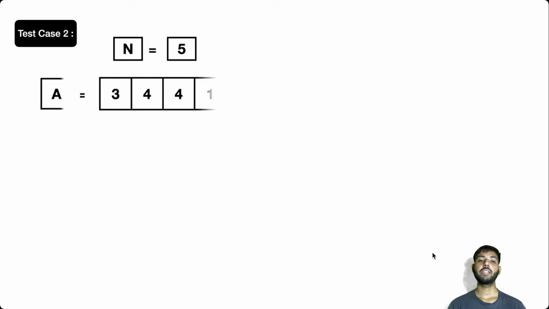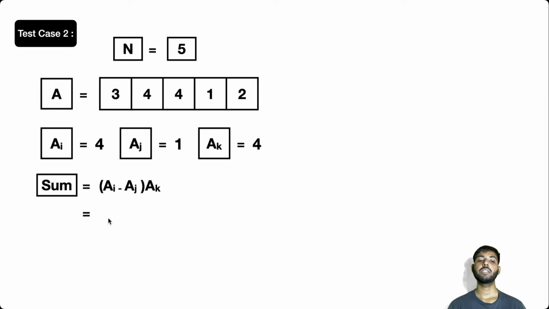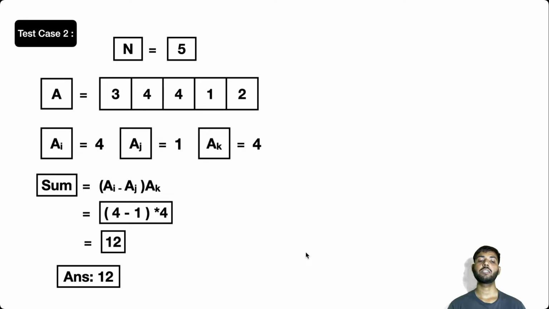Let's see test case number 2. So we have value of n equals to 5 and the input of the array is 3, 4, 4, 1 and 2. Here the first element ai we will take 4, second element aj we will take 1 and the third element ak we will take 4. After performing the operation ai minus aj into ak, we get the value 12 and that is our answer. Now let's solve this with our approach.